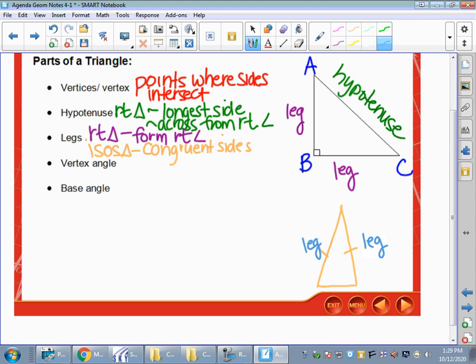Vertex angle is in an isosceles triangle. That's where the legs intersect. So in this particular triangle I've got over here, this would be the vertex angle.